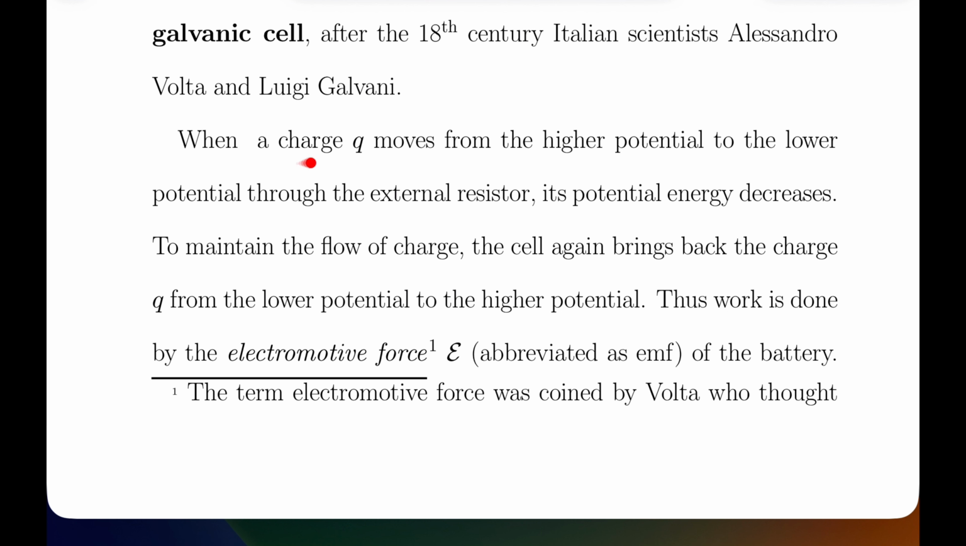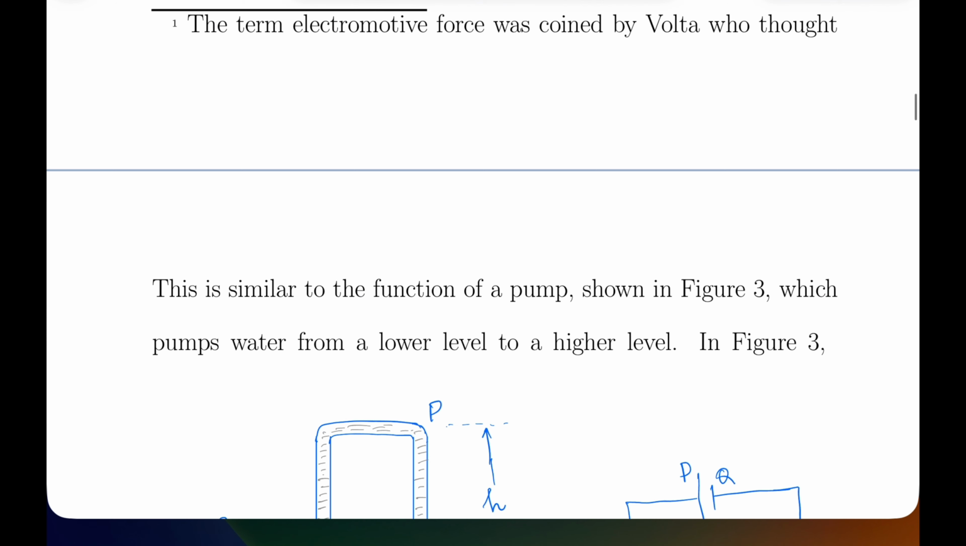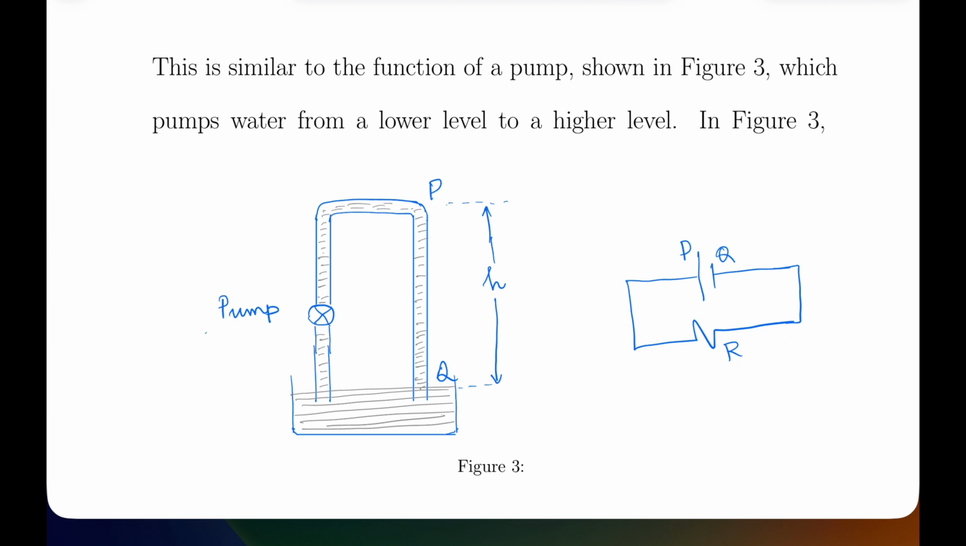When a charge Q moves from the higher potential to the lower potential through the external resistor, its potential energy decreases. And to maintain the flow of charge, the cell again brings back the charge Q from the lower potential to the higher potential. Thus, work is done by the electromotive force of the battery. This is similar to the function of a pump shown in figure 3, which pumps water from a lower level to a higher level. So this is the pump here.